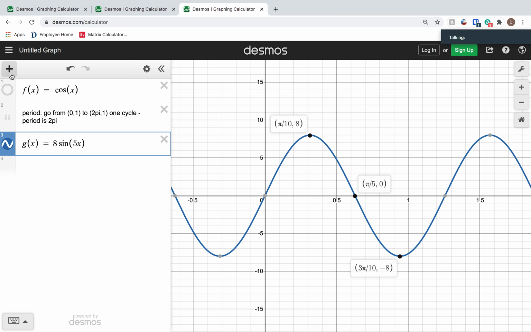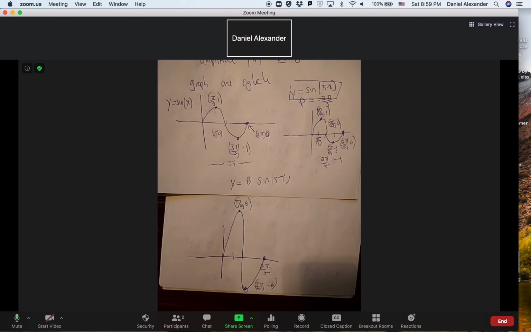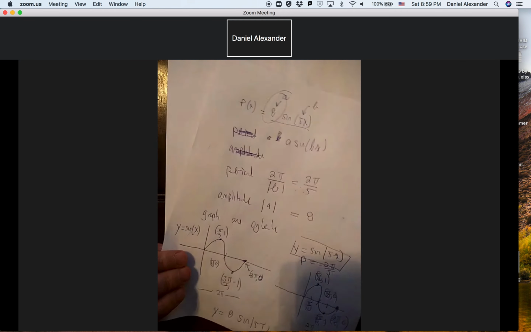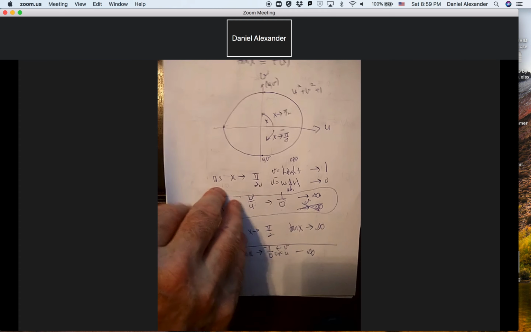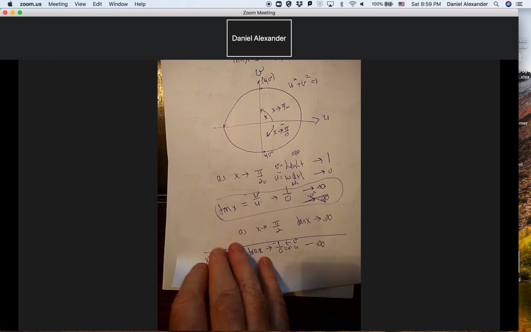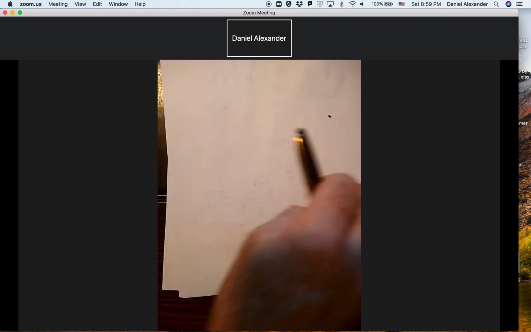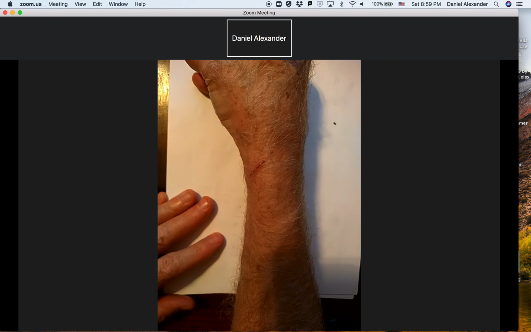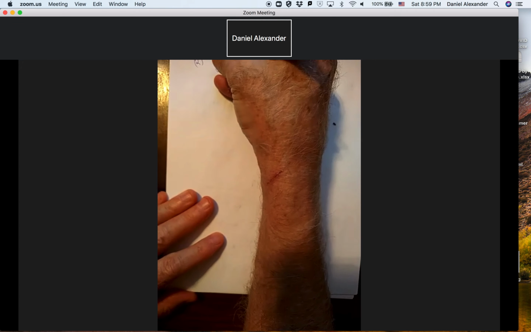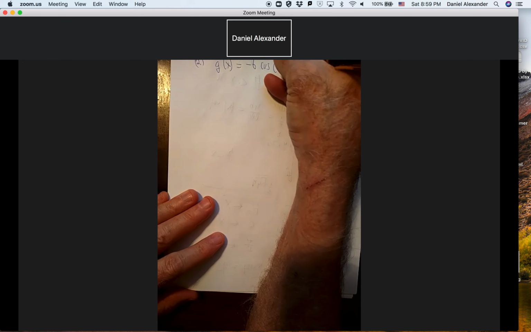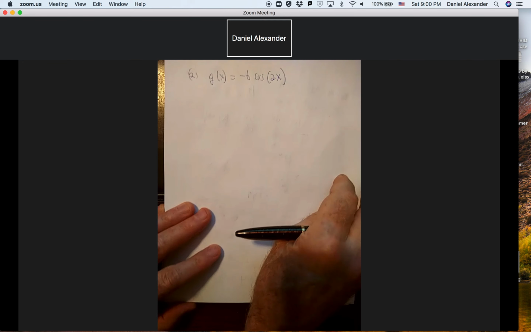Okay, so we'll do the next one. Let's stop the share, and we'll go to the next problem. Okay, the next problem is going to be, sorry, I should have moved these out of the way. Problem number 2 is going to be g of x equals minus 6 cos 2x. Oops, you can't see that. Now you can see it.